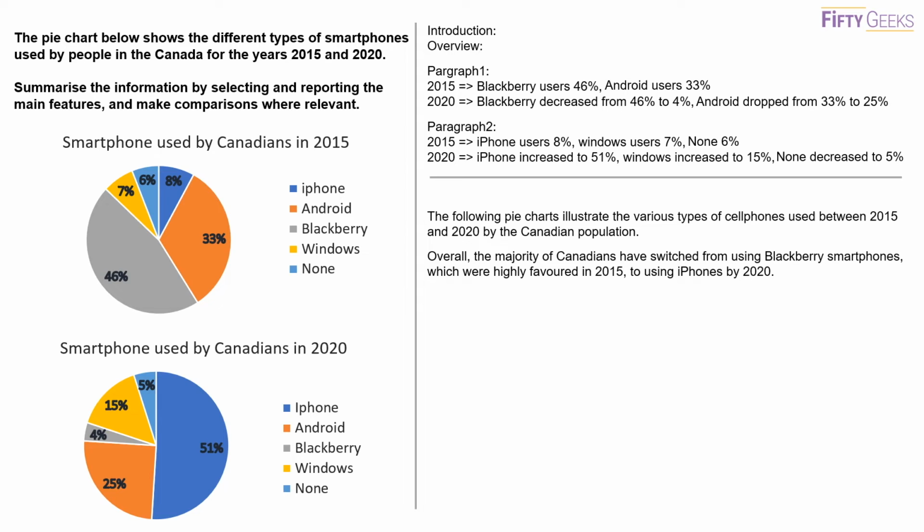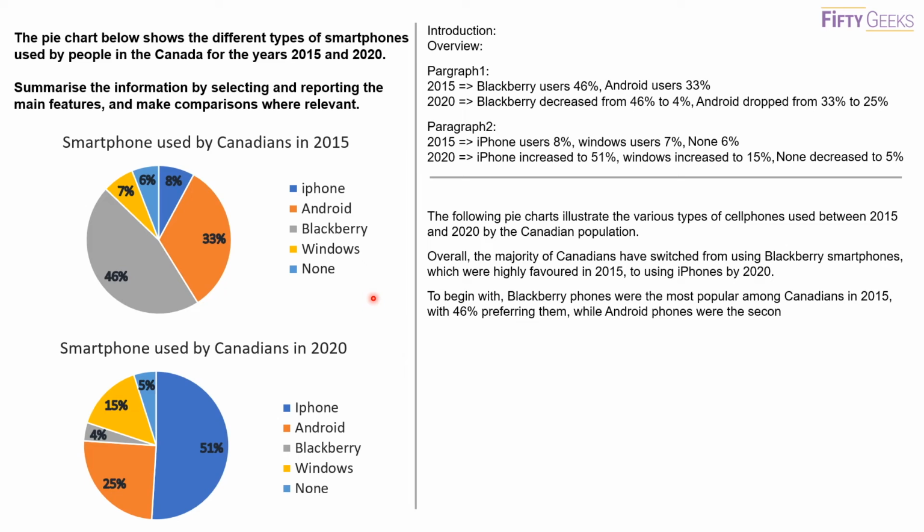After that, I'm going to start writing my first body paragraph. Considering the draft, I will write about BlackBerry and Android phone users in the year 2015. I will write, to begin with, BlackBerry phones were the most popular among Canadians in 2015, with 46% preferring them, while Android phones were the second most popular device used by one-third of the Canadian population.